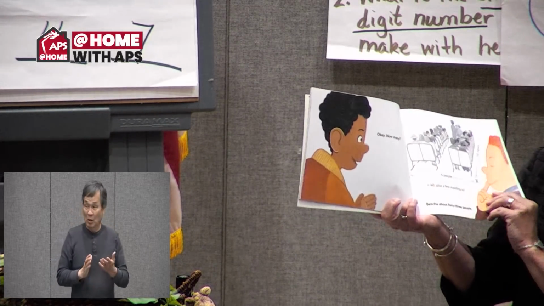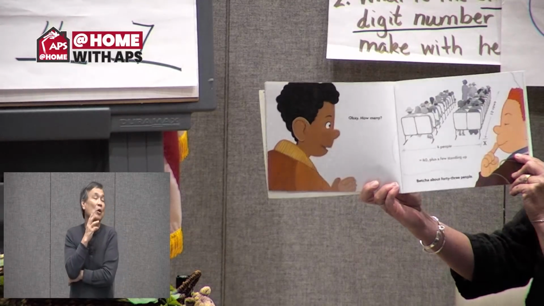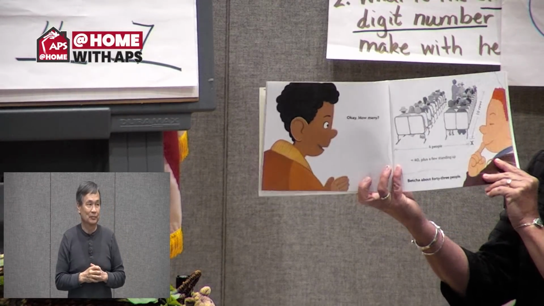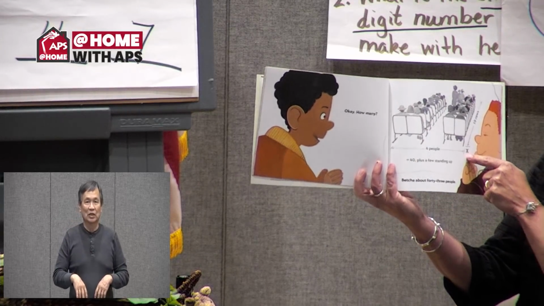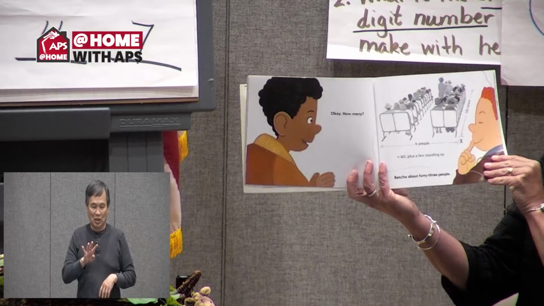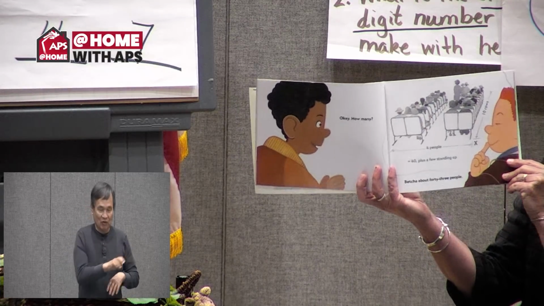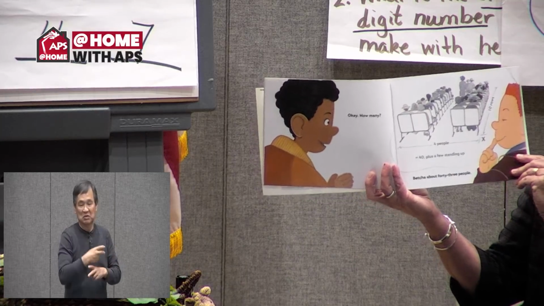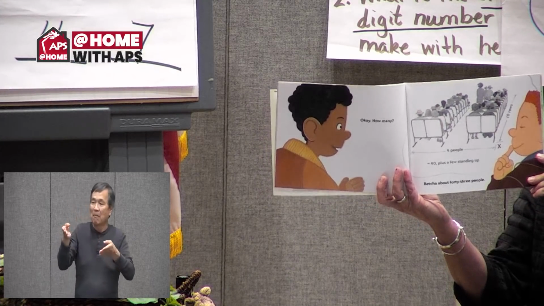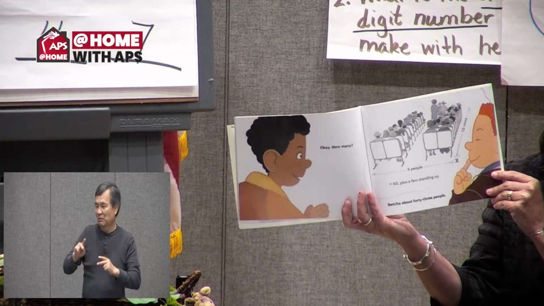All right, how many? Well, he's looking at the rows. 4 people sitting this way, and there's 10 rows. So about 40 people plus a couple people standing up. So I betcha about 43 people. Think he's right?